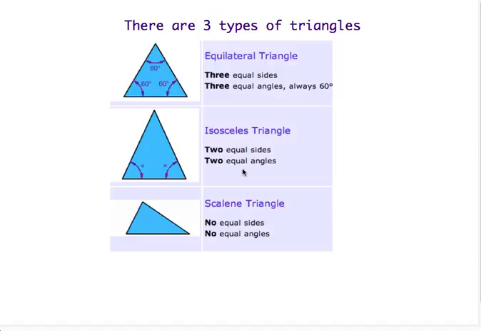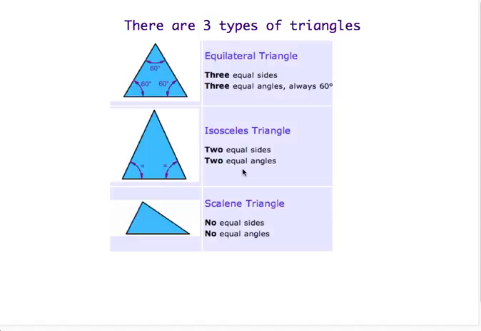Today we're going to talk about types of triangles. There are 3 types of triangles. They each have a name based on the length of their sides, and they also have a name based on the size of the angles. The angle is what makes up the inside measurement of a triangle.